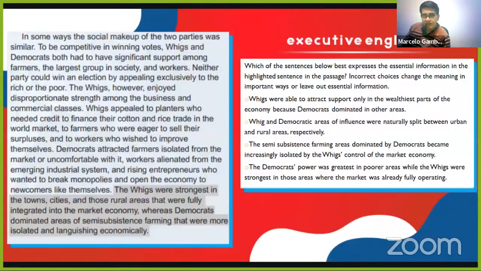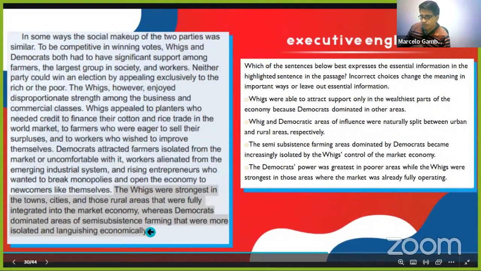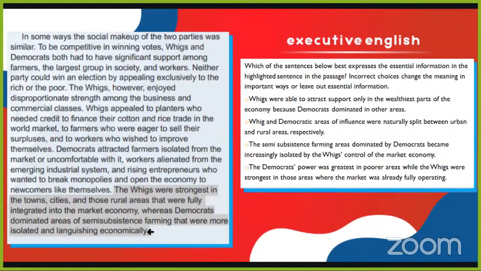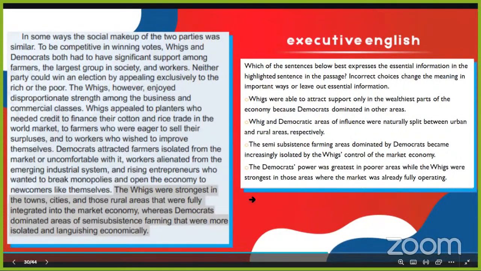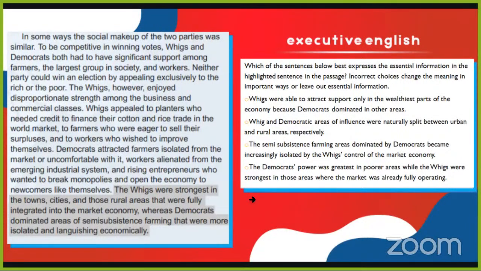Benjamin, can you please read from the beginning till the end? Yes. So it says, in some ways, the social makeup of the two parties was similar. To be competitive in winning votes, Whigs and Democrats both had to have significant support among farmers, the largest group in society, and workers. Neither party could win an election by appealing exclusively to the rich or the poor. The Whigs, however, enjoyed disproportionate strength among the business and commercial classes.